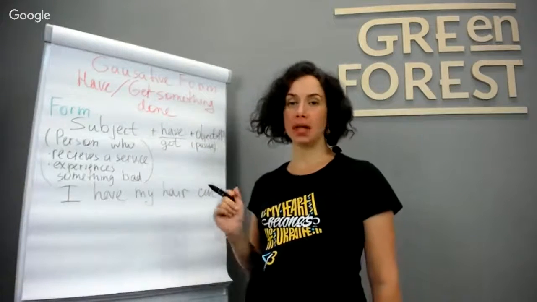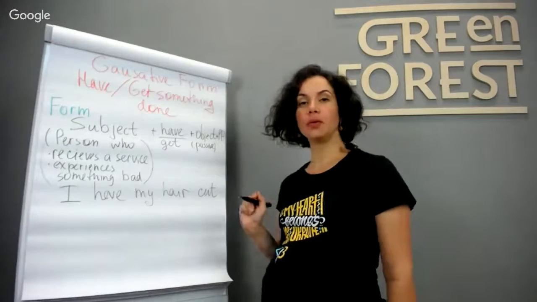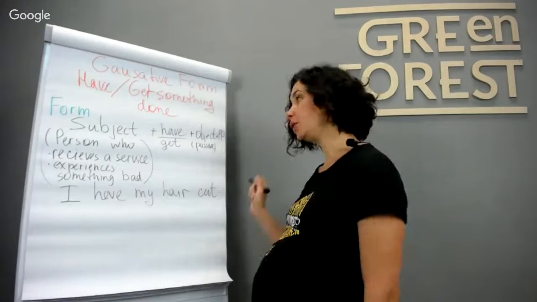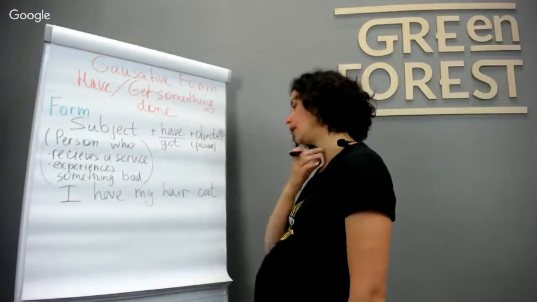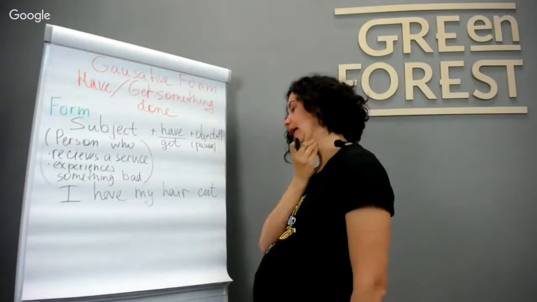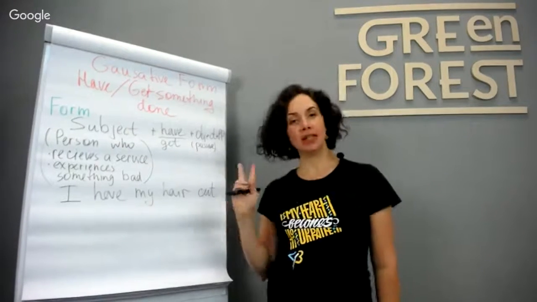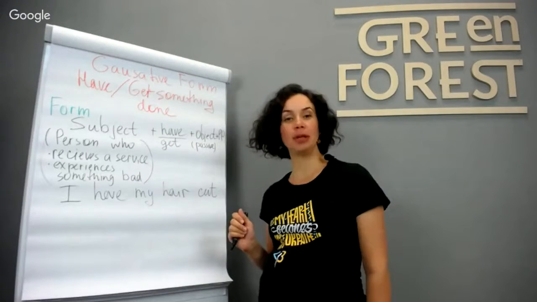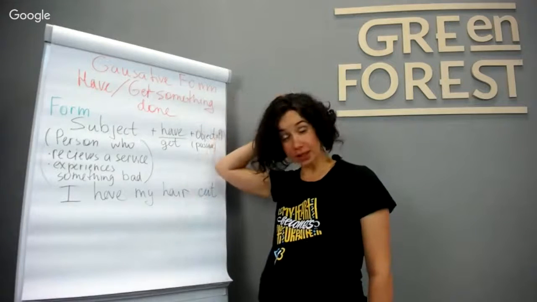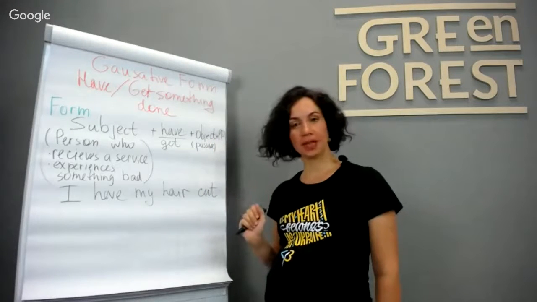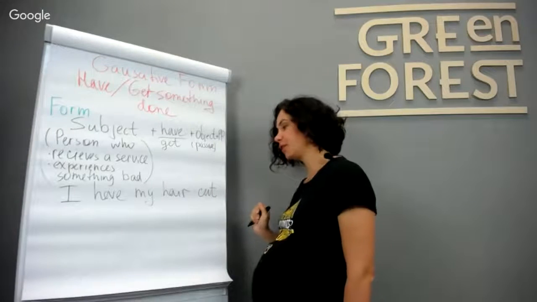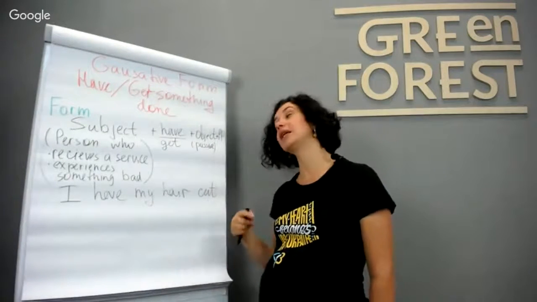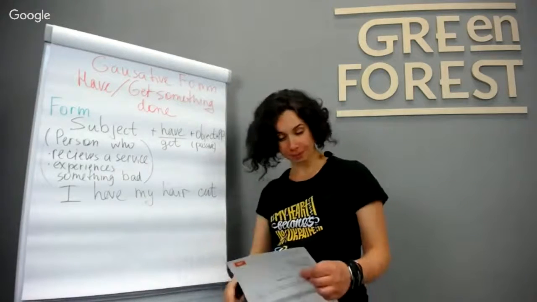It means that every month I go to the hairdresser and she cuts my hair. If I don't use this construction, if I say just I cut my hair, it means that I take scissors, sit in front of the mirror and cut my hair looking at the mirror, not going to the hairdresser. That's why this construction is quite important, so that the person can understand whether you do it or somebody else does it for you.